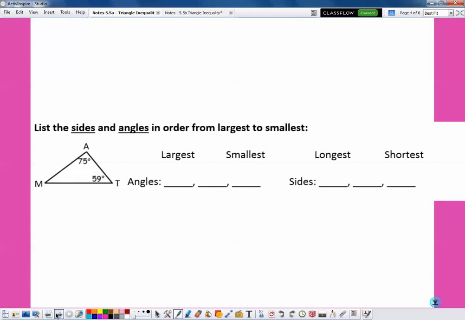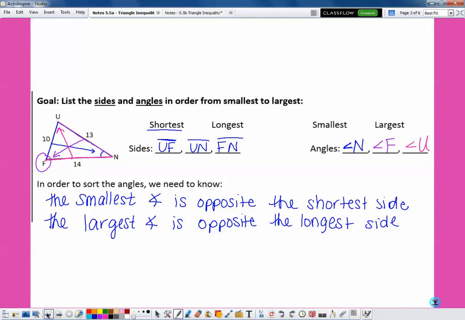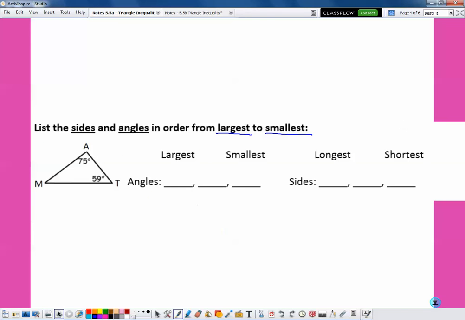We can use the same idea to help us go from knowing the angles and putting them in order to listing the sides in order. Now, we need to be careful when we're reading the directions. This problem says list the sides and angles from largest to smallest. So, in the last problem, we started with the smallest ones first. In our current example, we're going to start with the largest ones first.